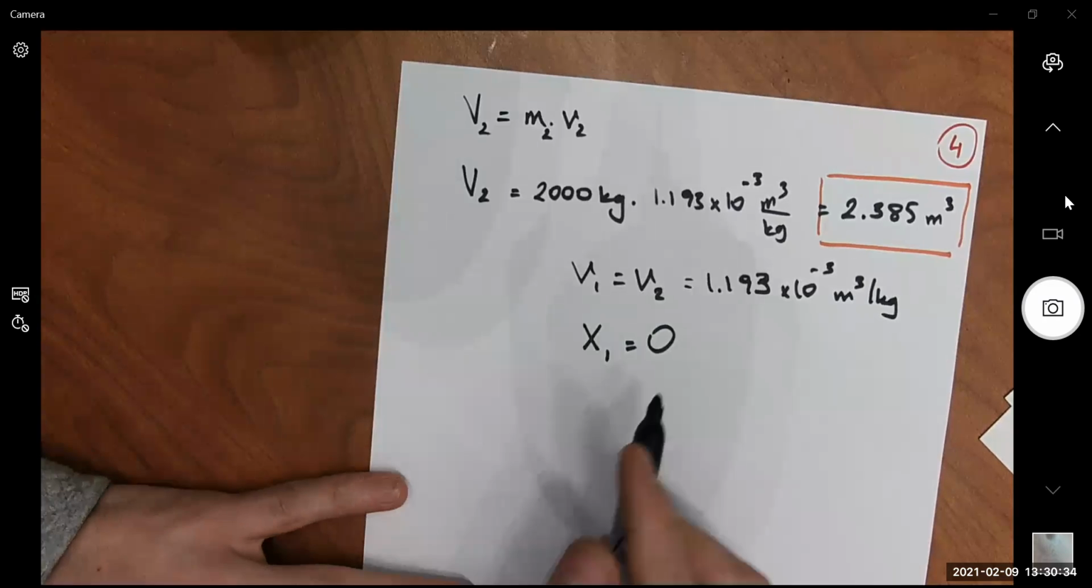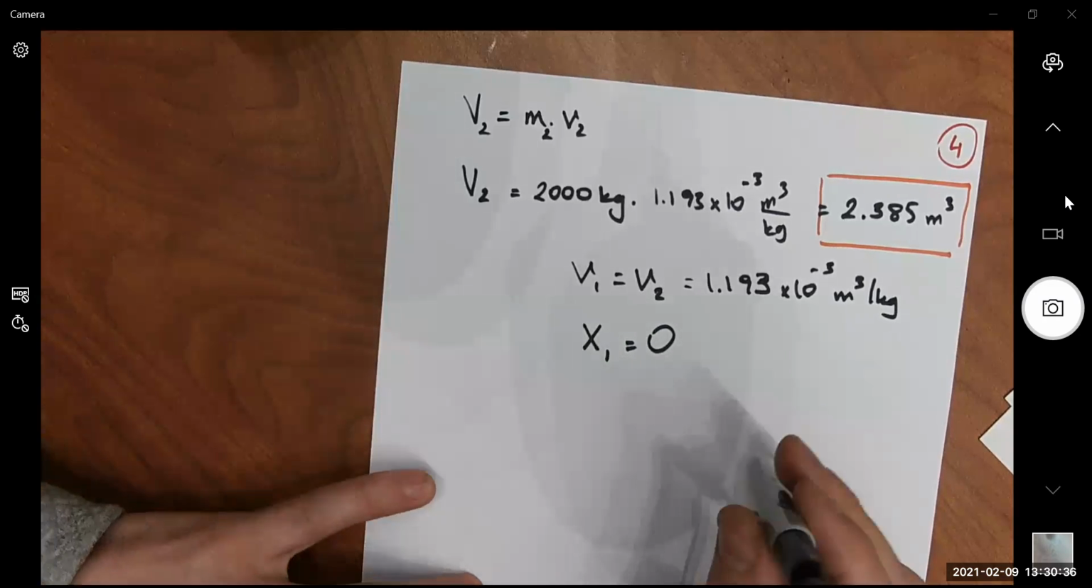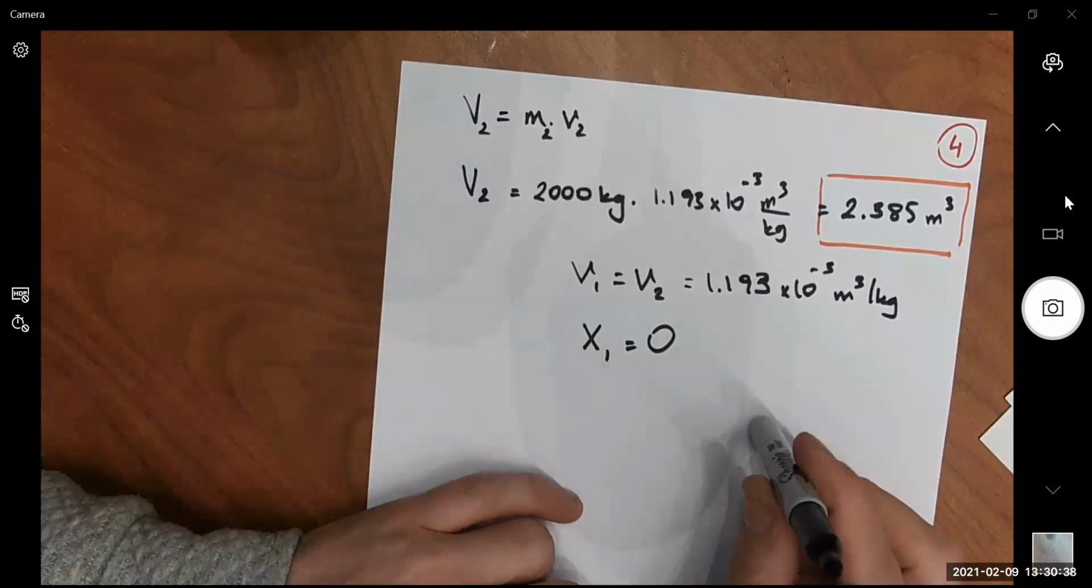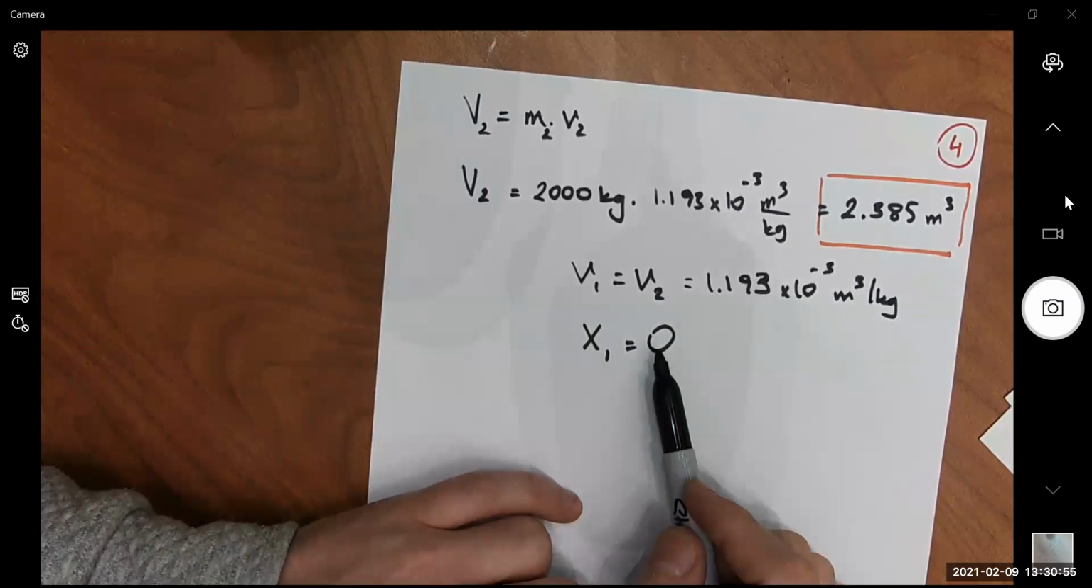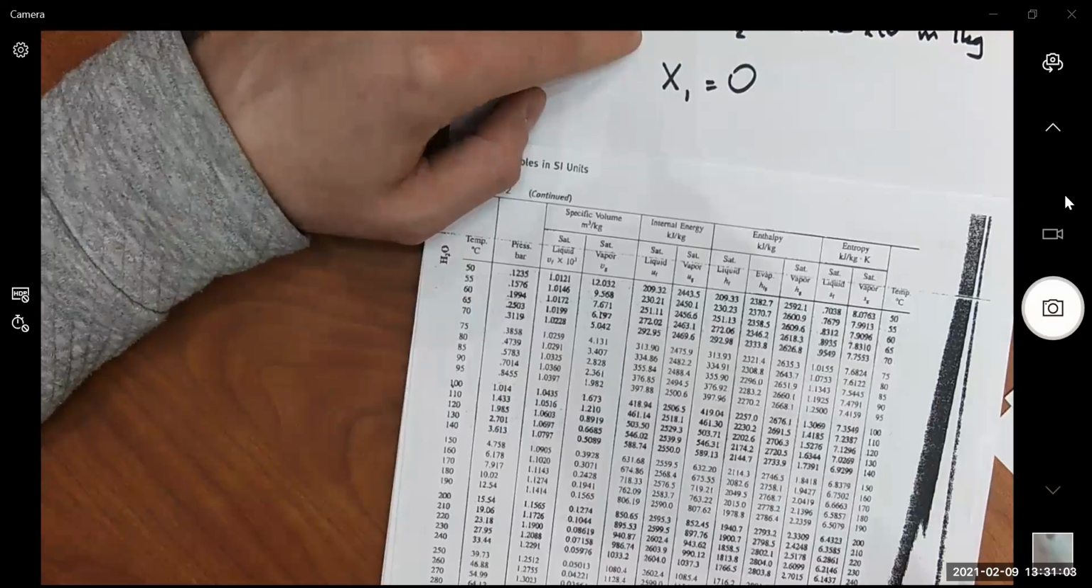Okay. Remember what the state postulate states. If I know two properties, I should be able to determine the rest of the properties, right? We defined this in the previous lecture. And I have two properties here, right? Specific volume and a quality factor, right? You go to table A2, right? Search for the specific volume value.